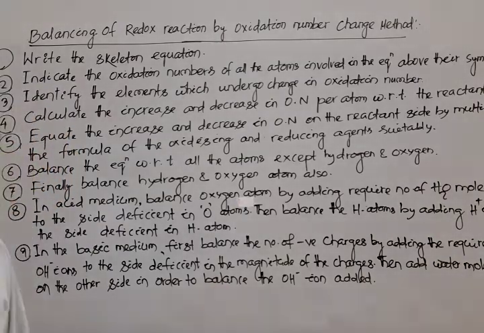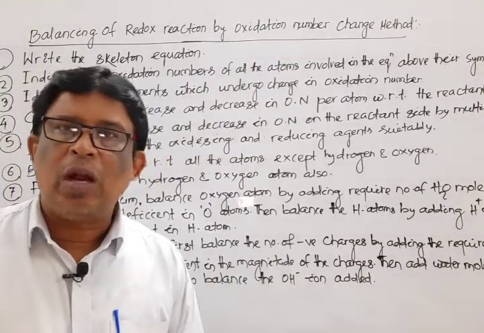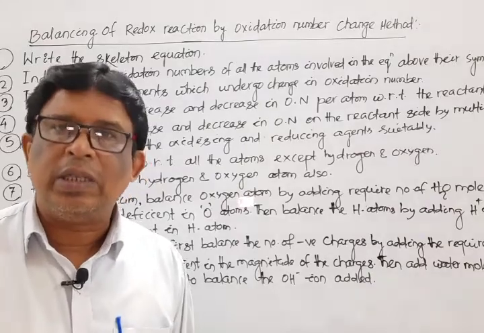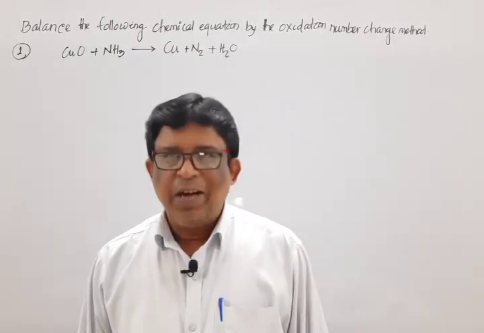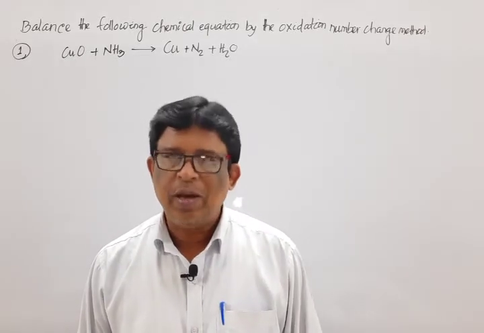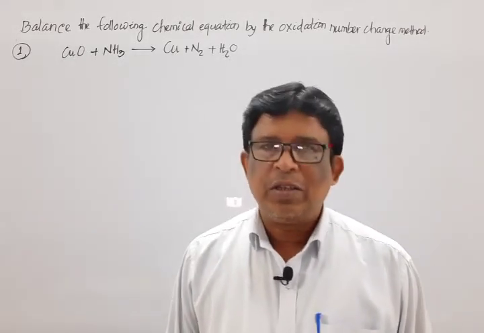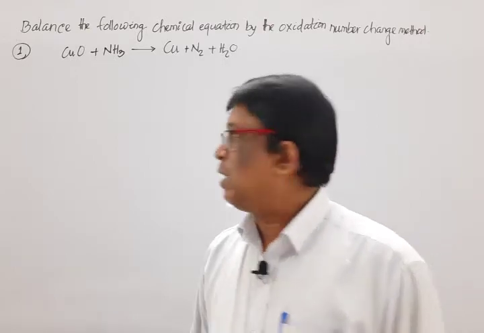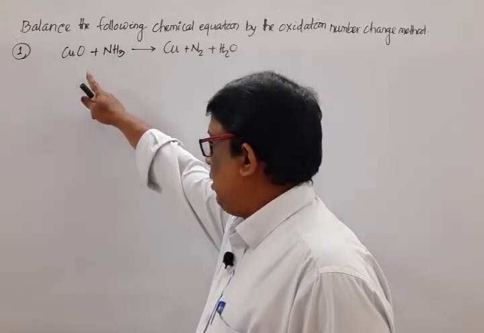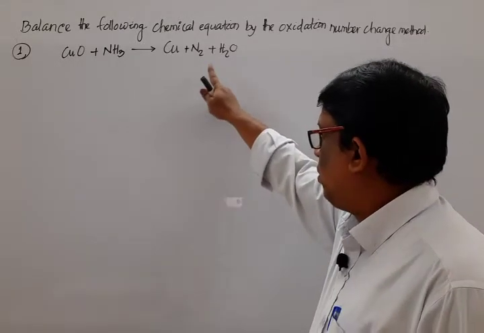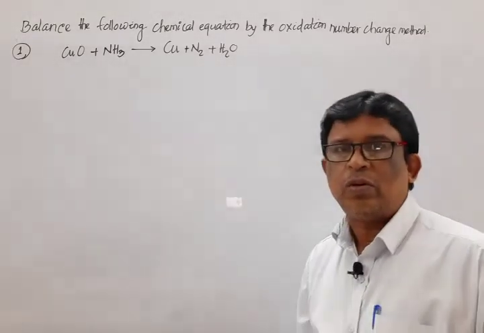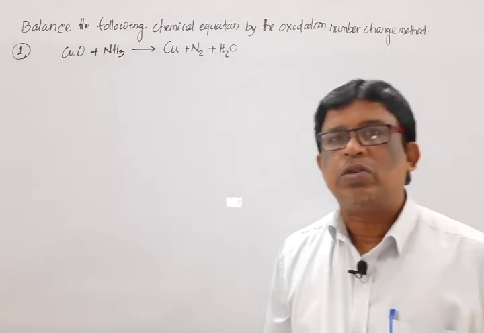After remembering this, let us try to solve some equations by the oxidation number change method. What is the question? CuO plus NH3 give rise to Cu plus N2 plus H2O. This is the question, so let us try to solve this one.